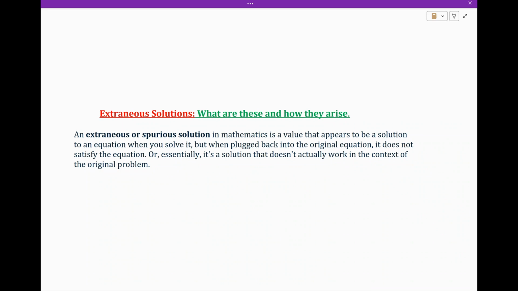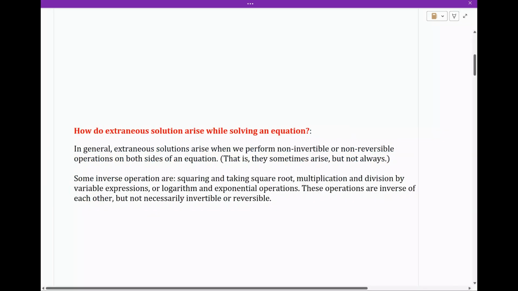Extraneous solutions. What are these and how do they arise? An extraneous or spurious solution in mathematics is a value that appears to be a solution to an equation when you solve it, but when plugged back into the original equation, it does not satisfy the equation. Essentially, it is a solution that doesn't work in the context of the original problem.